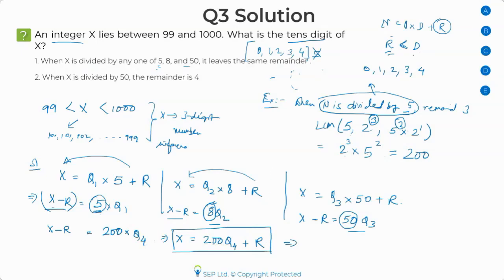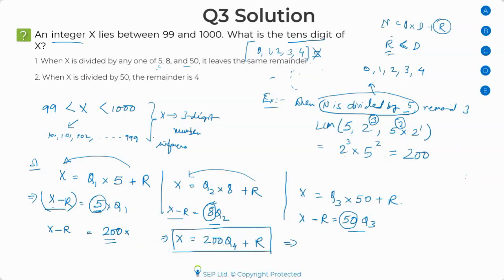Kritika, what I'm saying is that the remainder can never be more than the divisor. So for example, if I'm dividing a number by 5, I cannot say that my remainder would be 6. Why is it Q4? Because it is a multiple of 200. X minus r is not exactly 200, Kritika. X minus r is a multiple of 200. So if you want to write it as Q4 or as K, doesn't matter. The point is that it is a multiple of 200.